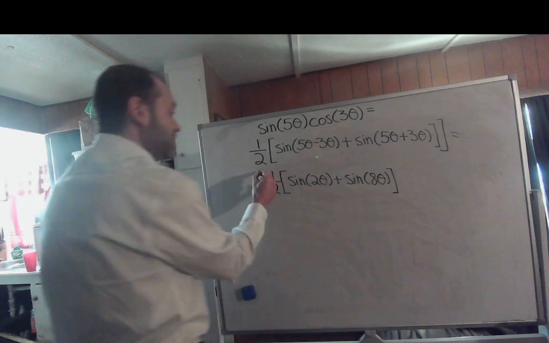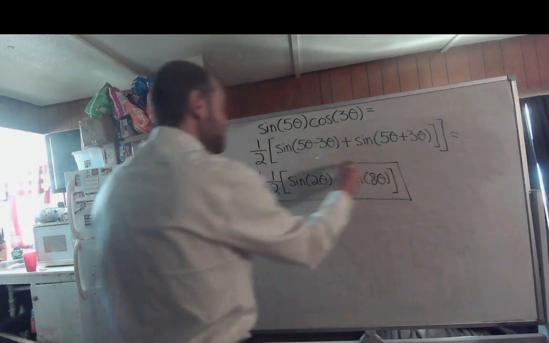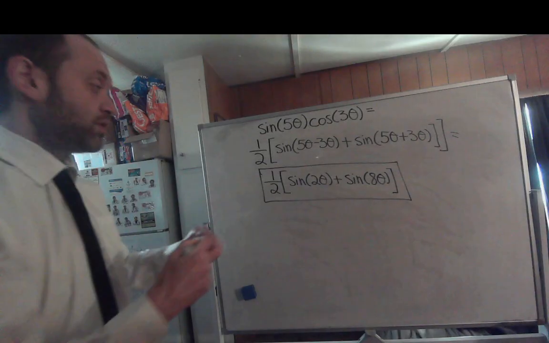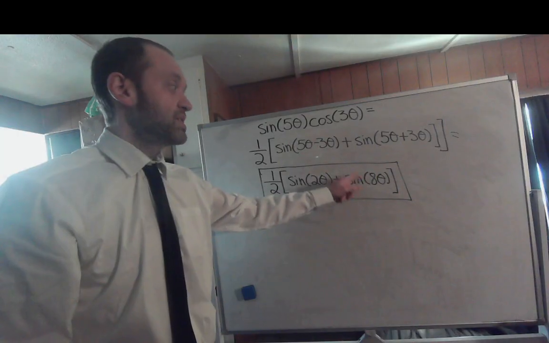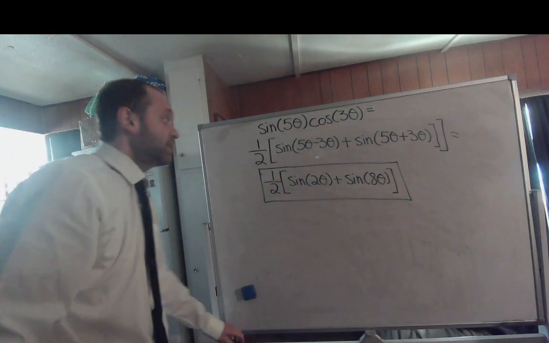And that would be the best you could get. And this would turn this into a form you could integrate with. So you would have half of the sine of 2 theta plus sine of 8 theta as your final answer.